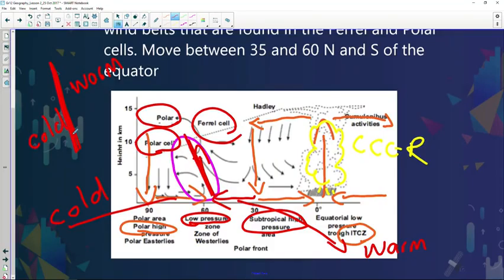Because there's a polar front, and on one side there's cold polar air coming from the one side and warm air coming from the subtropical high pressure belt from the other side. So the front separates the two masses of air, and it happens between the polar cell and the Ferrel cell.